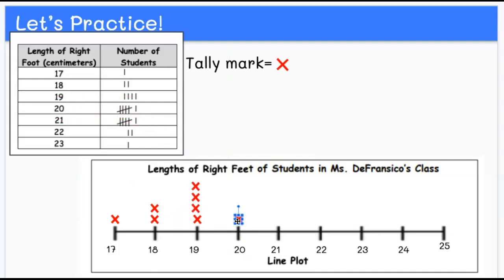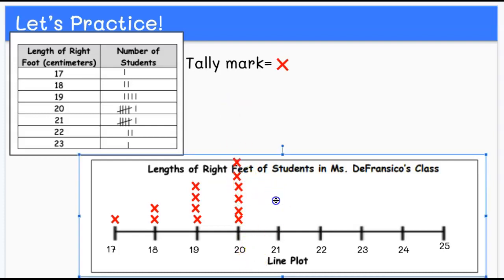So 1, 2, 3, 4, 5, and 6. 6 students had a 20 centimeter foot. And now I didn't make my line plot big enough, so mine are going into the title a little bit, but make sure you give yourself some space so it fits.